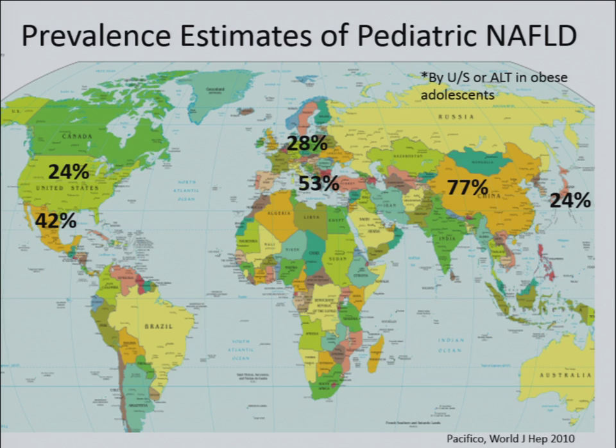So how common is it? Well, it's extremely common, and not only in the United States, which I think you can tell from your clinics and the number of referrals. This picture shows you prevalence rates in obese adolescents across the world. On the left-hand side, you see the United States, which was estimated at 24%, Mexico, 42%, Europe, 28%. There's also Italy there at 53%, China, 77%, and then Japan, 24%. So you can see this is a worldwide problem and not just something that we're struggling with.